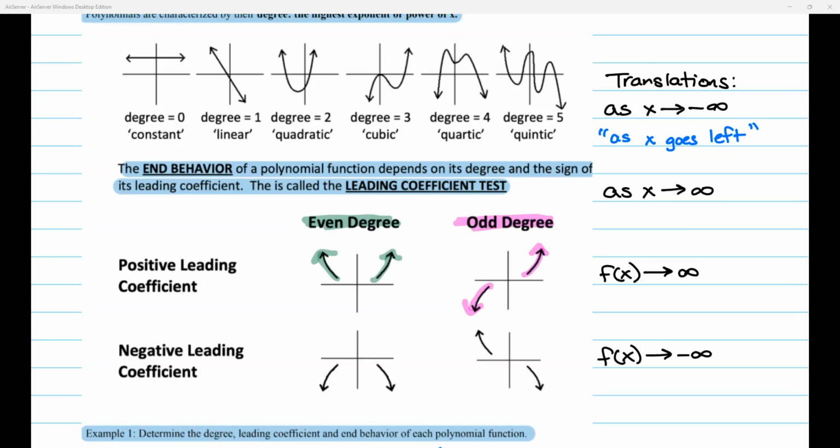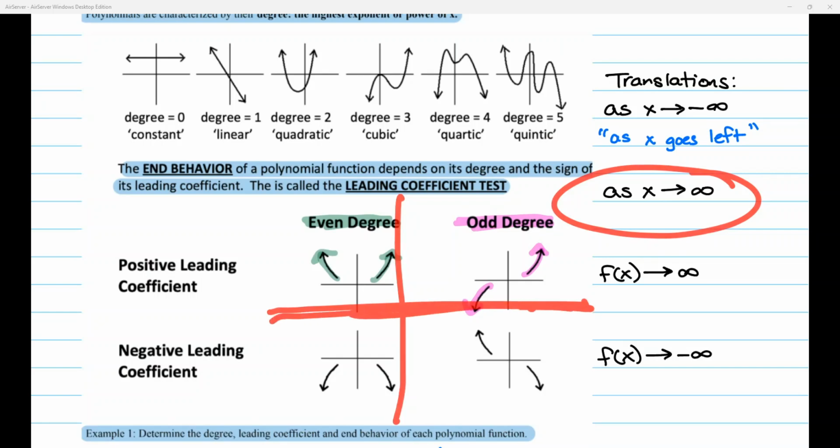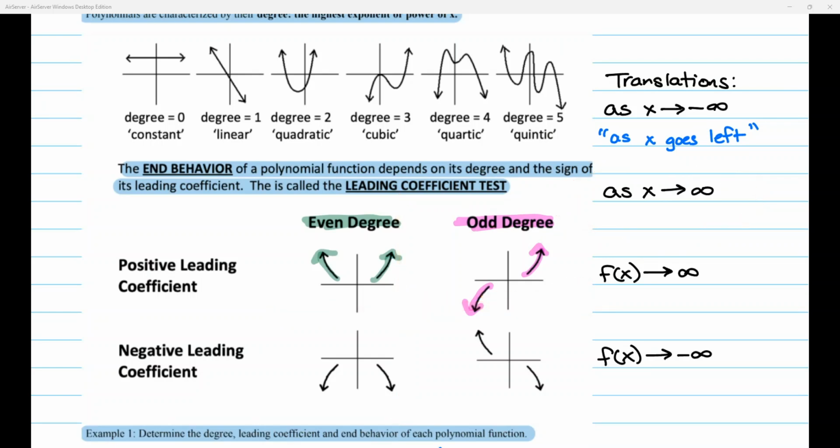Similarly, when I say as x approaches infinity, again, here are your x's, and now my x's are approaching infinity. So here's infinity over here. This is a fancy way of saying as x goes right. All right, so I know as x approaches negative infinity means as x goes to the left on your graph, and as x goes to positive infinity means as x goes to the right on your graph.